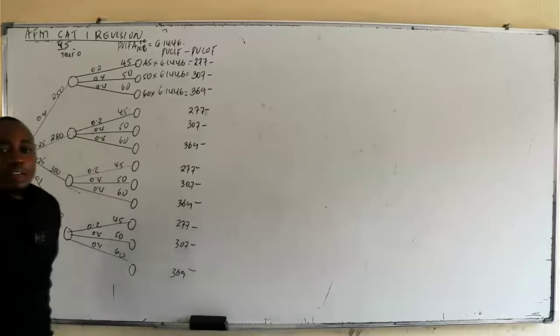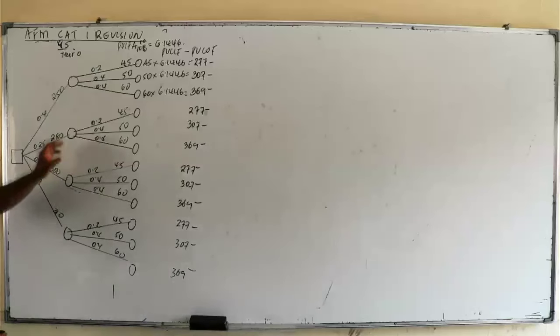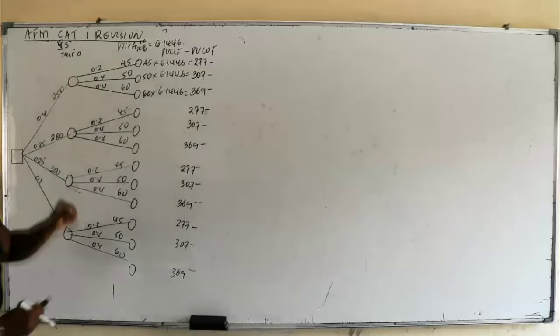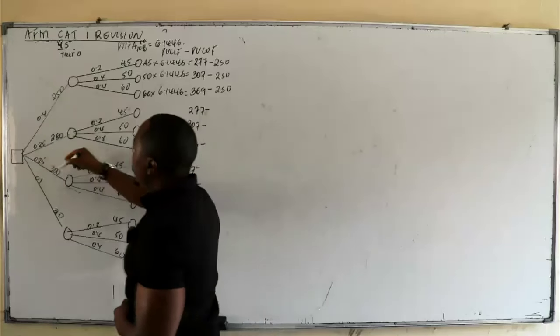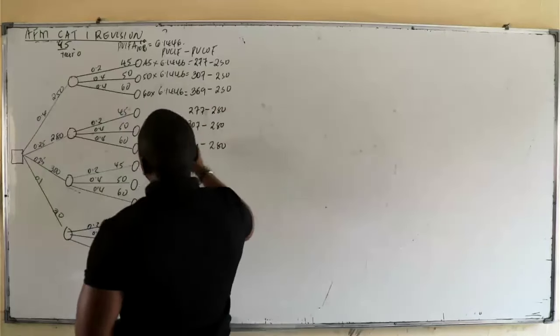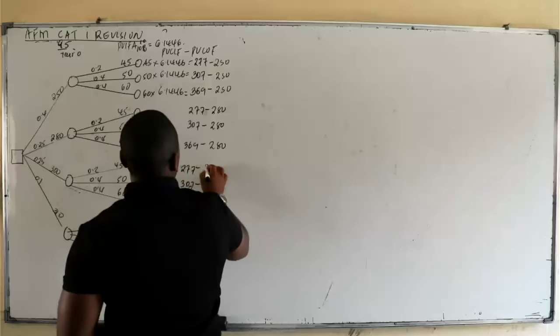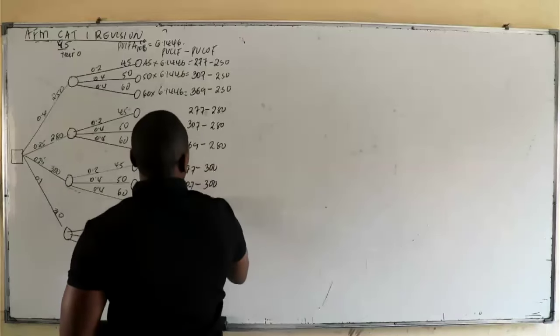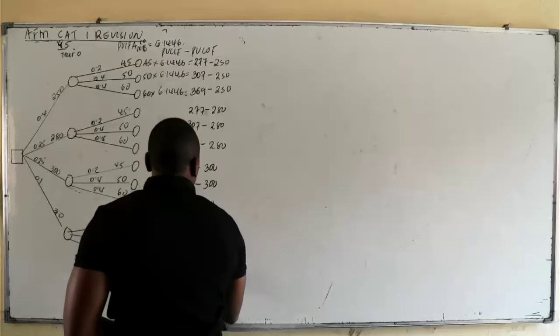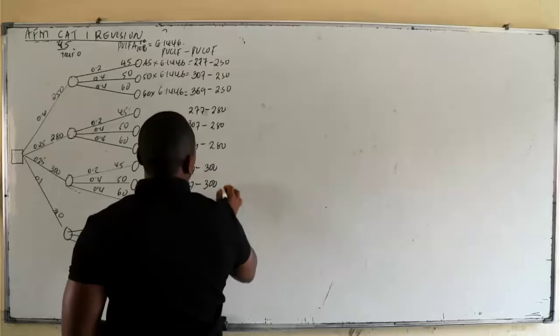Present value of cash outflow ni ngapi? Good. For the first three outcomes, the outflow is how much? 250. So you deduct 250, 250, 250. For the next three outcomes, it's an amount of 280, 280, 280. For the next three outcomes, it's an amount of 300, 300, 300. And lastly, we have 310, 310, 310. And that's how we get our NPV.